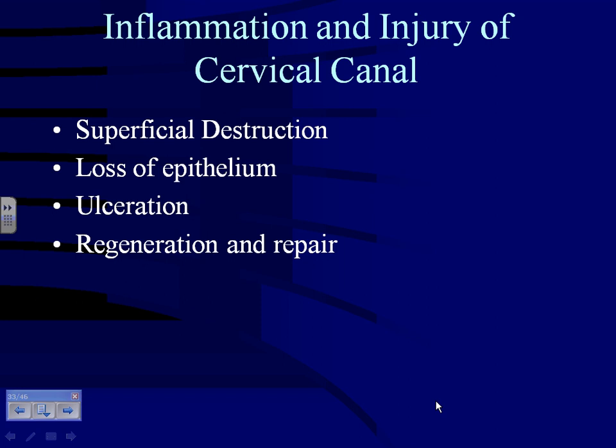Okay, a little bit more about inflammation and injury specific to the cervical canal. Again, when there is some type of injury or inflammation, initially there may be superficial destruction, there may be complete loss of the epithelium, which causes ulceration, and then after that you will get regeneration and repair. Now, when the epithelium is ulcerated and gone, or denuded, as we call it, the epithelium will regenerate. Okay, you need to have some kind of epithelium there. It's going to regenerate. And the regenerative epithelium may show some features of repair.